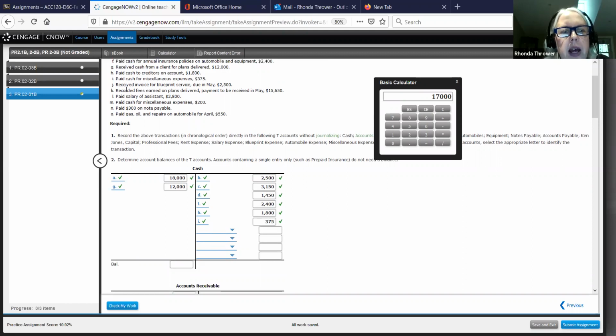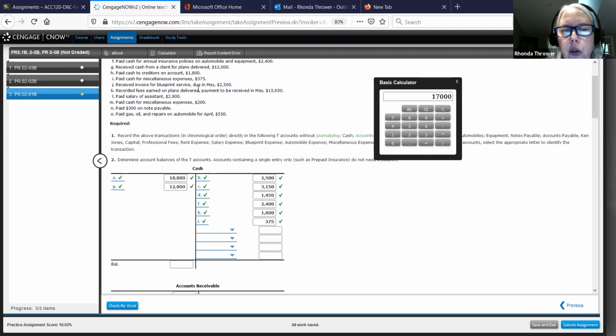On the next transaction, it tells us that we received an invoice for blueprint service and that it was due in May. Now this one, they tried to trick you. Usually when we see invoices, it means it's some type of accounts receivable, but that's not the case in this transaction because we are receiving the invoice. That means we have to pay a bill. We have received a bill, in other words, for blueprint services.